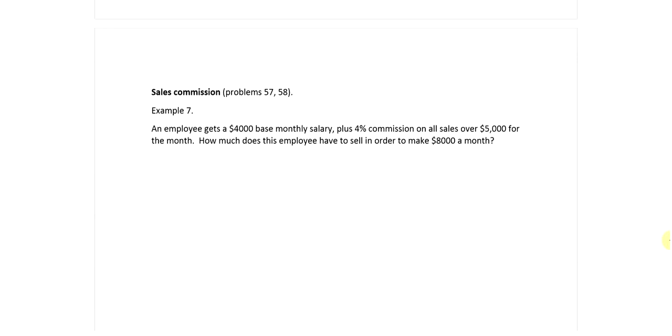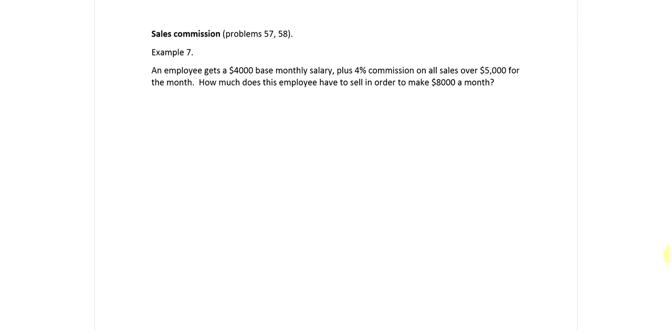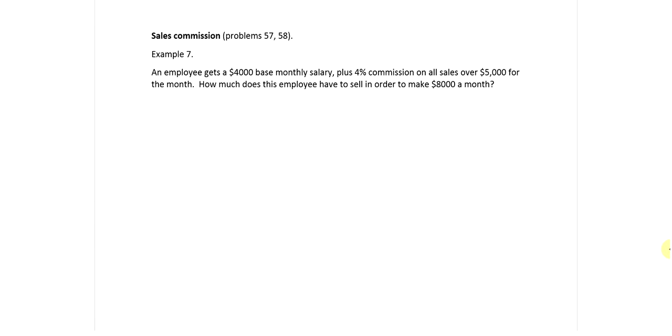So 57 and 58, again, this is another percentage problem. So this person is working at some store or something, they get a $4,000 base monthly salary plus 4% commission on all sales over $5,000 for the month. How much does the employee have to sell in order to make $8,000 a month?